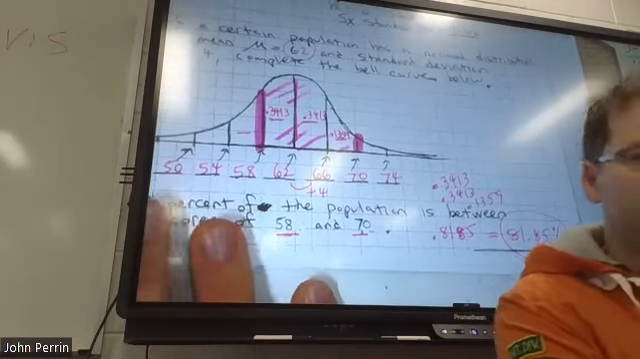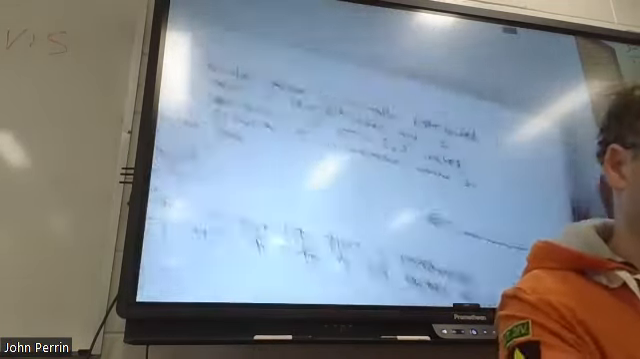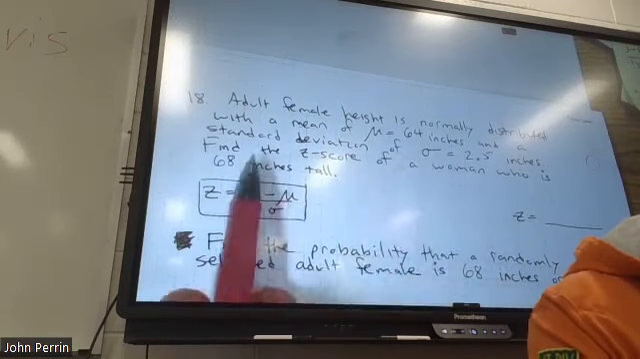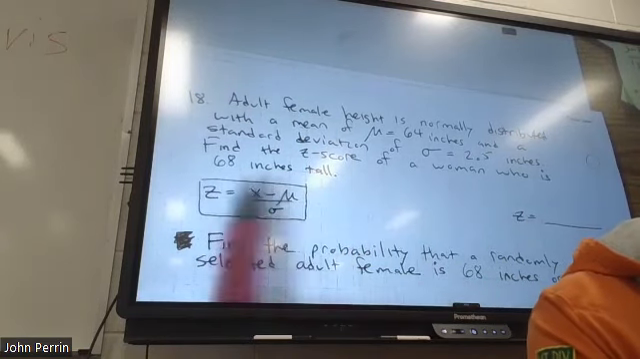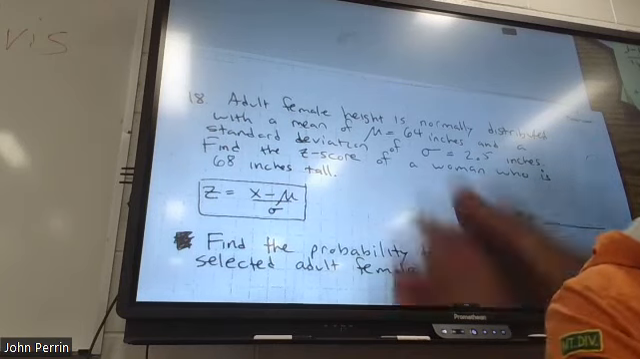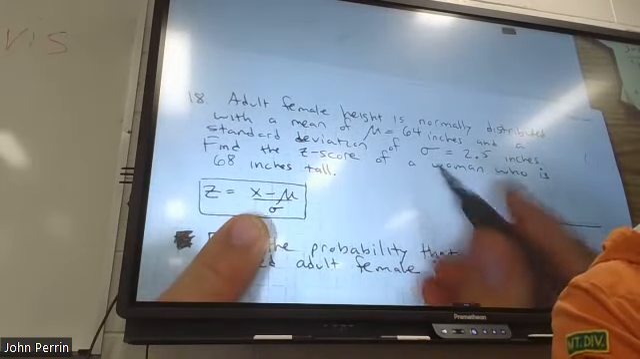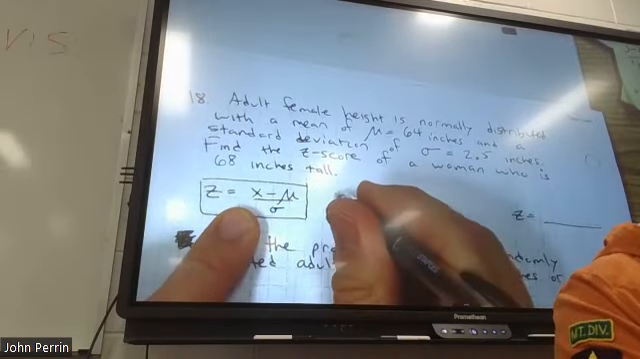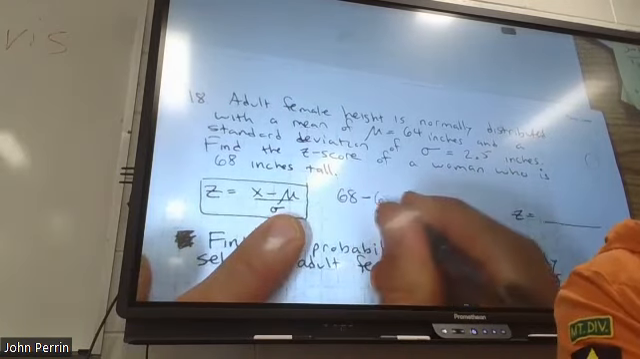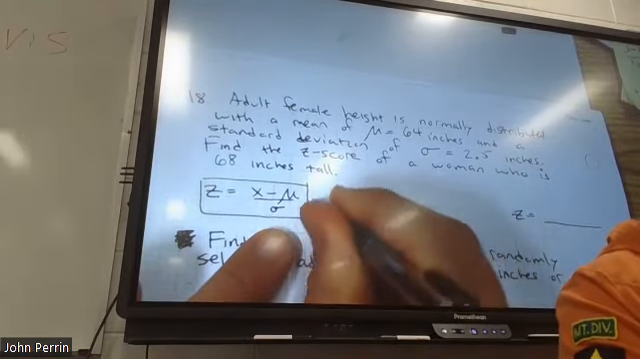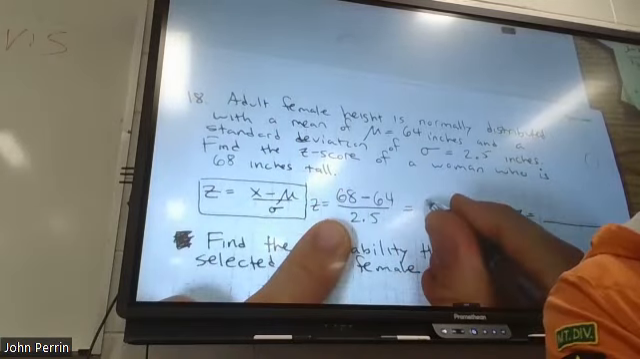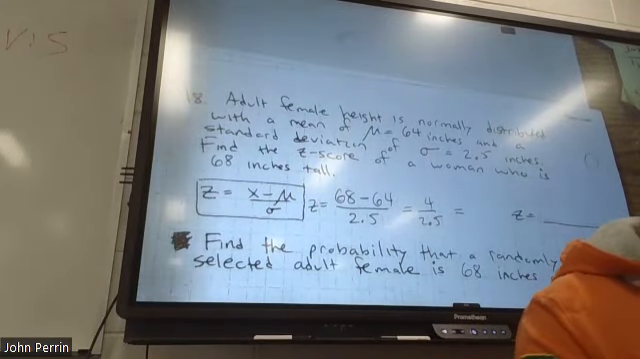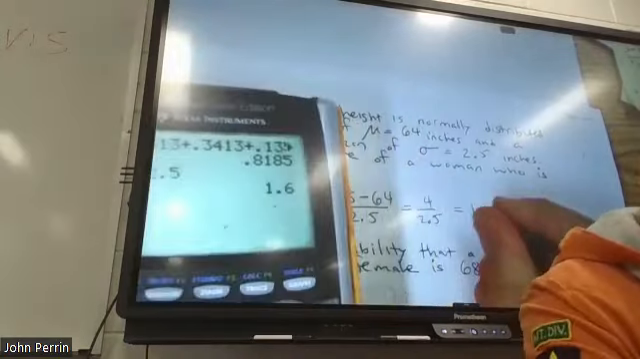Okay, I have one more question for you today. Adult female height is normally distributed with a mean of 64 and a standard deviation of 2.5. Find the z-score of a woman who is 68 inches tall. So x is the raw score that we're converting. Here's the formula, of course, for our z-score that we use. 68 minus the mean of 64 divided by the standard deviation of 2.5. So this is going to be 4 over 2.5. Let's see what that is. 1.6, a z of 1.6.